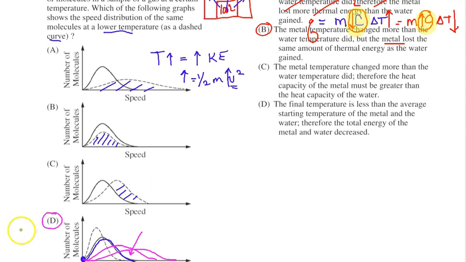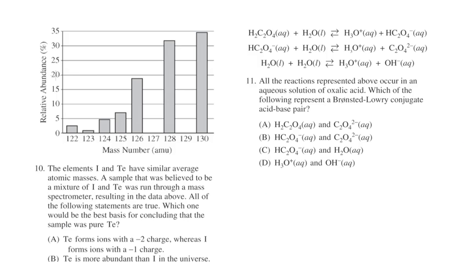Okay, so let's continue. Number 10, we're dealing with one of the newer types of multiple choice questions that we're running into, and that is dealing with mass spectrometers. So this is essentially the data that we collect from a mass spectrometer. And if you remember, a mass spectrometer is going to have a scenario like this.